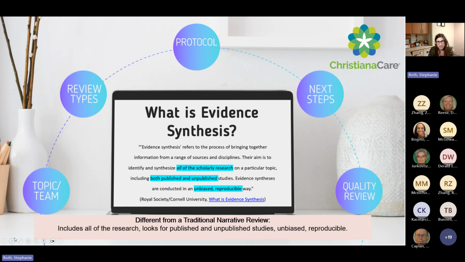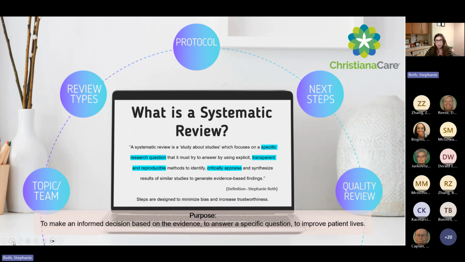And sadly, I want to say that probably 98% of all reviews that are published are actually just maybe a little more robust narrative reviews, but they don't hit on all of these things of being unbiased, reproducible and transparent. So we're seeing a lot of problems in research, but evidence synthesis refers to that larger topic of studies examining other studies and research and pulling it all together. And then the systematic review is just one piece of that.